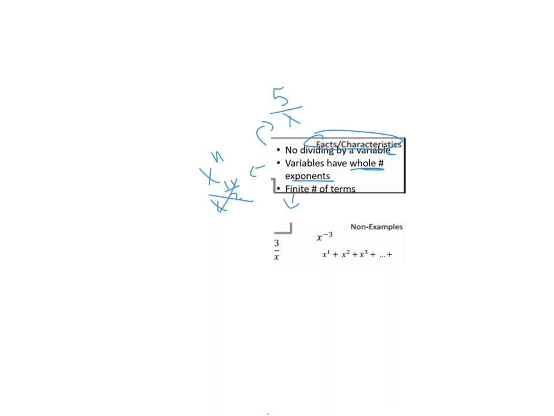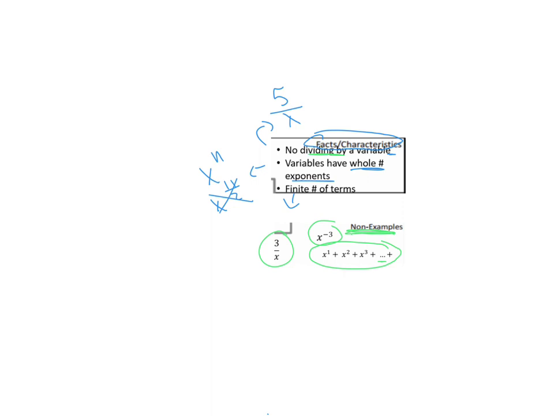So right below that, in the box below it, you're going to have non-examples. So 3 divided by x is not a polynomial because this first one says you can't divide by a variable. All right, and then x to the negative 3, that wouldn't be part of a polynomial because you have that negative exponent. We want a whole number exponent, so we want positive, no fractions. And then the last one here would be not a polynomial because notice how you have this dot, dot, dot. That means that your terms keep going on and on and on forever.